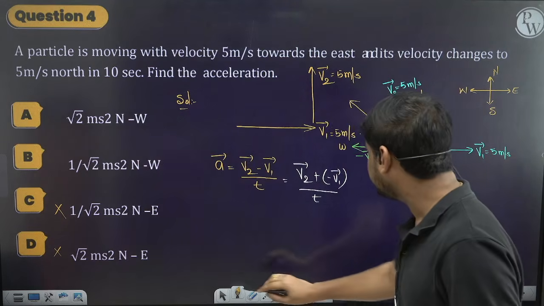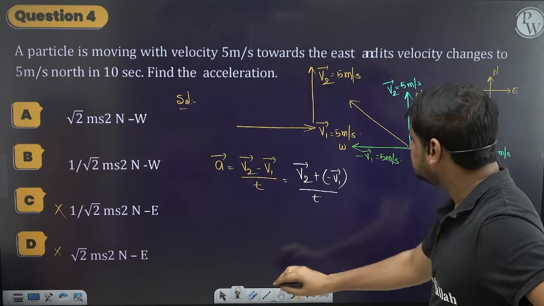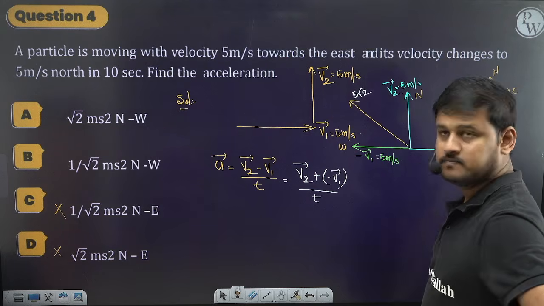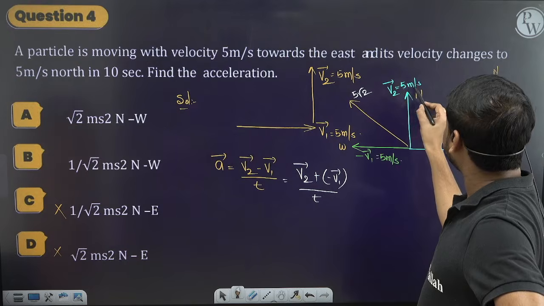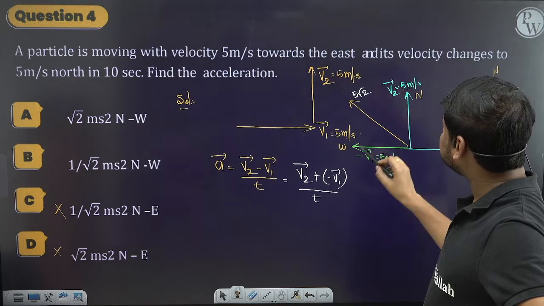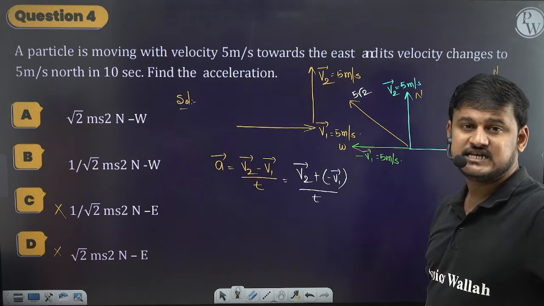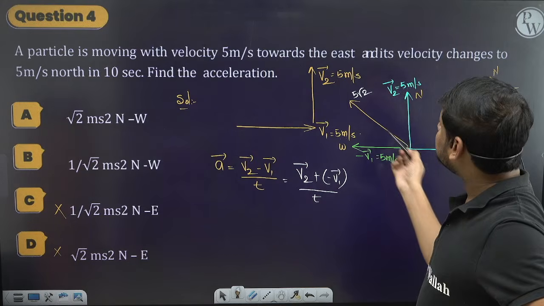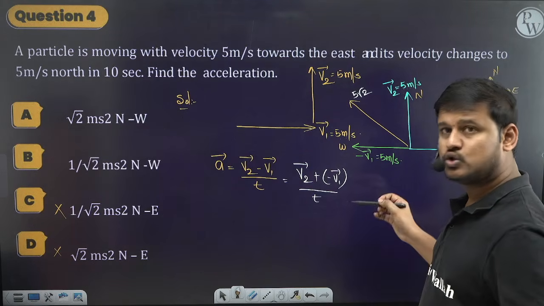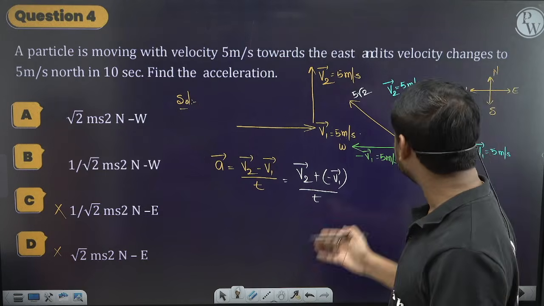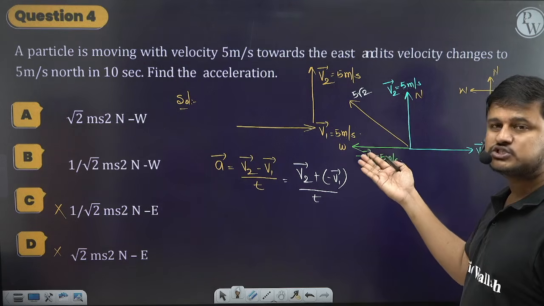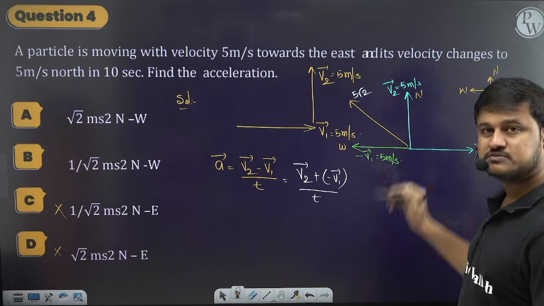Now let's go for the magnitude. If you observe, this is 5, this is 5. Obviously this should be 5 root 2. This is 5 meter per second, and this is 5 meter per second. When two vectors have the same magnitude and the angle between them is 90 degrees, the resultant equals that magnitude into root 2. Last class we have seen this standard result, right? So obviously here it's going to be 5 root 2. Or else, if you need, you can calculate that: square root of a square plus b square minus 2ab cos theta. In place of theta, you substitute 90 degrees.